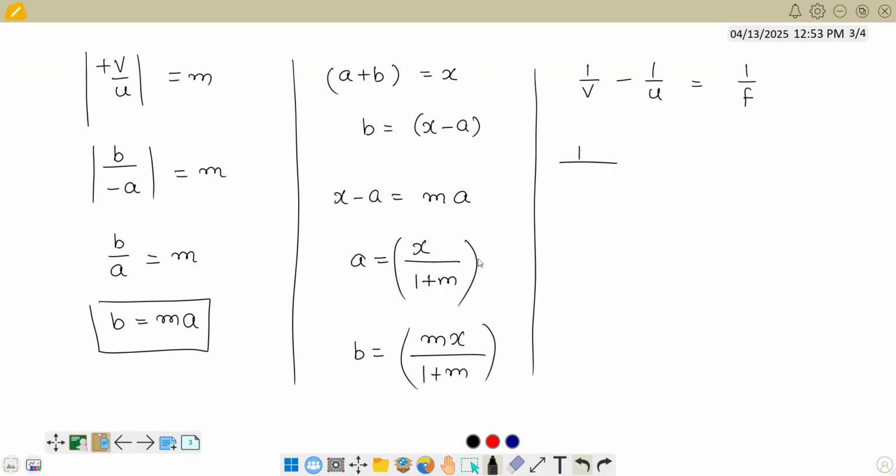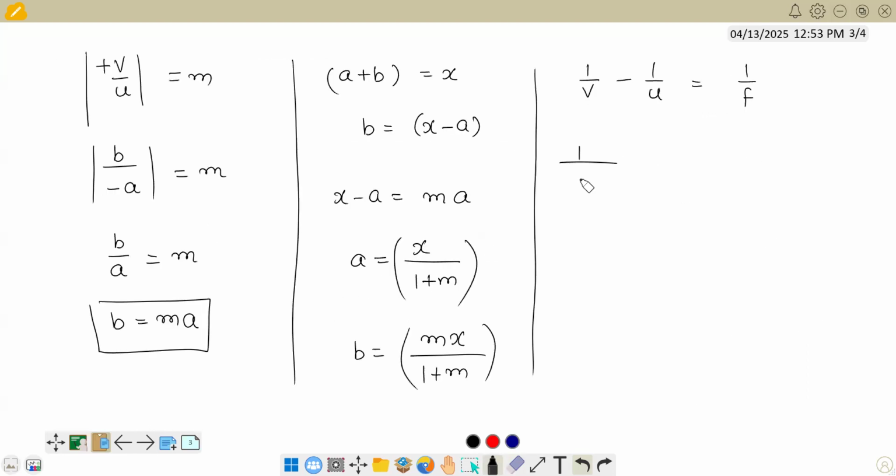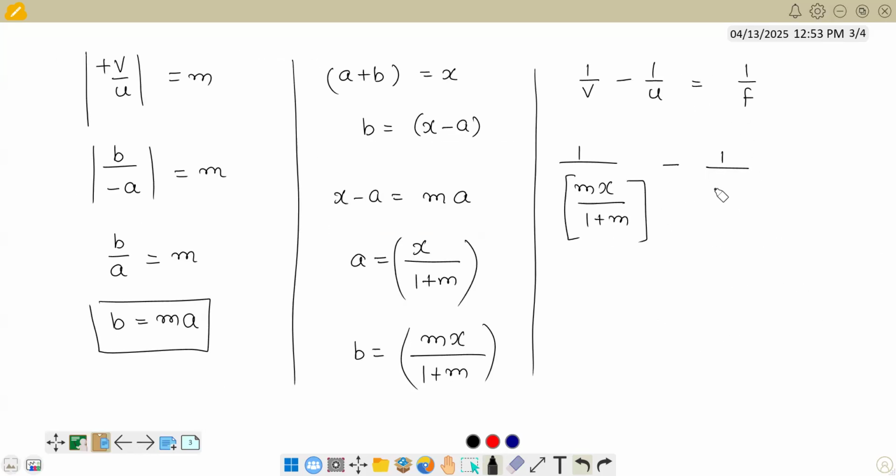So in place of v, which is nothing but plus b, I will write mx by 1 plus m. In place of u, minus 1 by u, the value is minus a. So minus of minus becomes plus, and a is x by 1 plus m, equals 1 by f. If I rearrange the terms, I'll get (1 plus m) by mx plus (m plus 1) by x equals 1 by f.